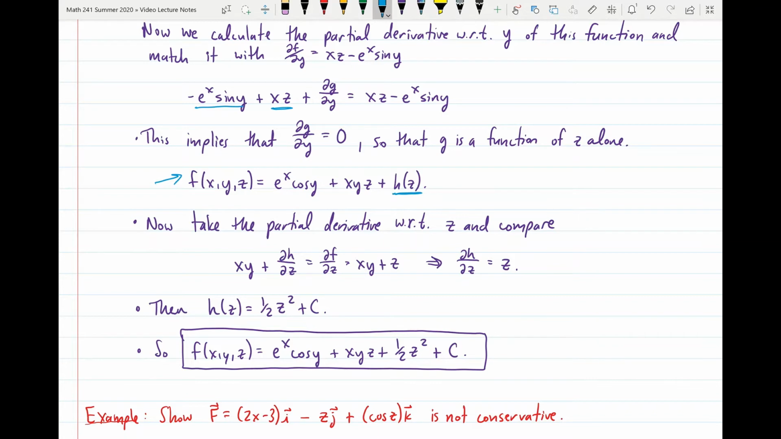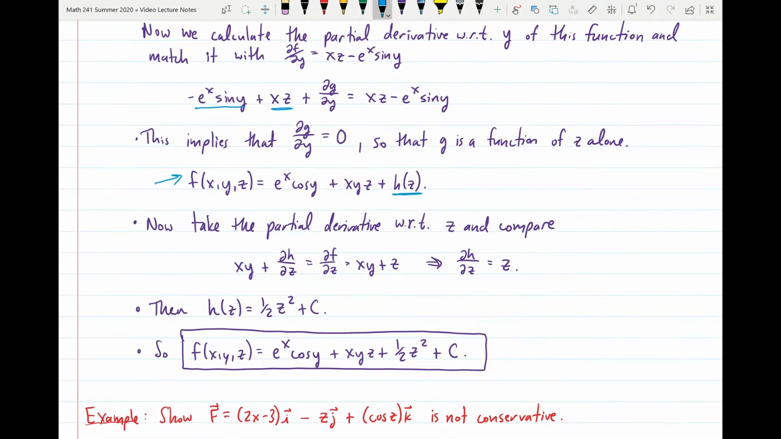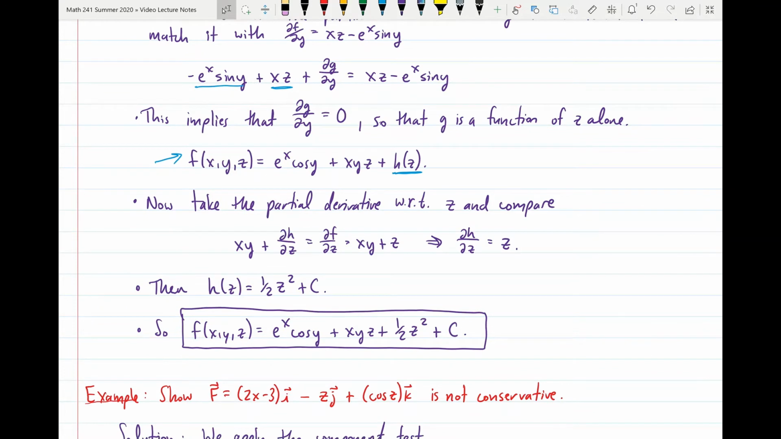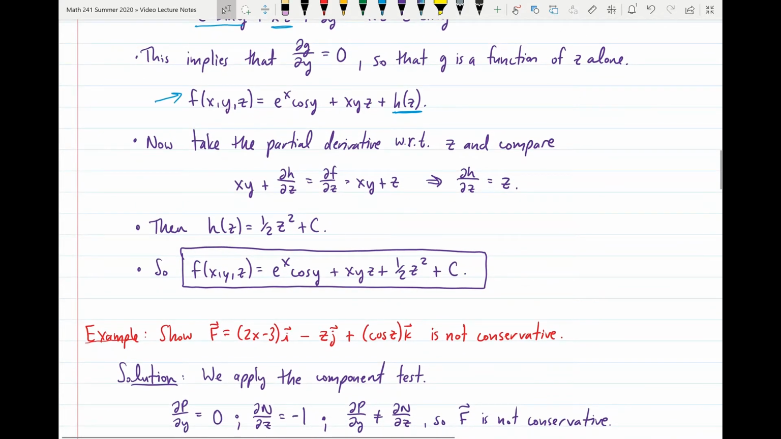So notice here that we've taken that function g of y, z, and we've replaced it with a function that is just in terms of z, because the partial derivative of g with respect to y is equal to 0, meaning that it doesn't have any y terms showing up inside of it. So it can be written purely as a function of z. And then finally, we kind of repeat the same process.